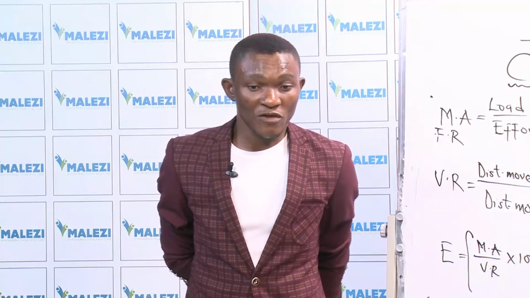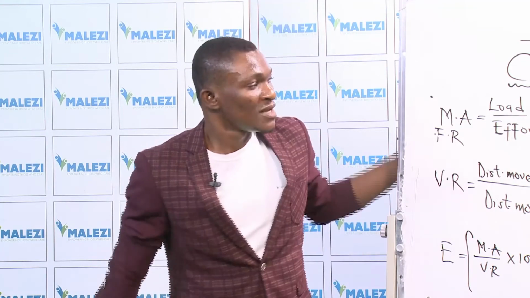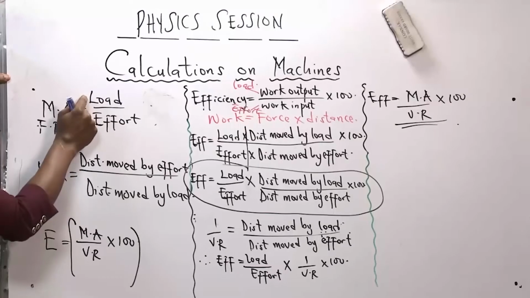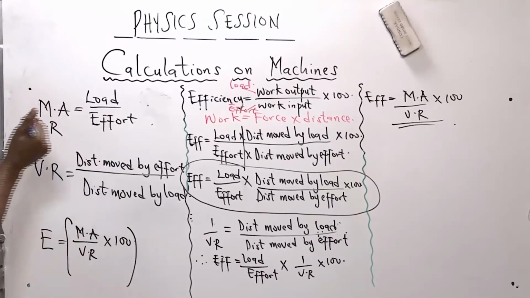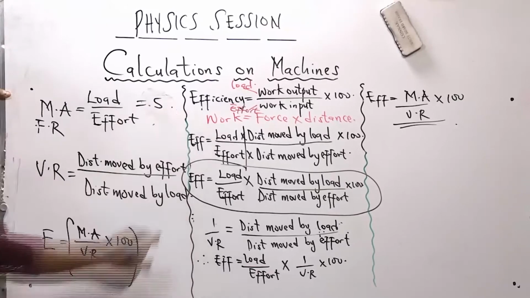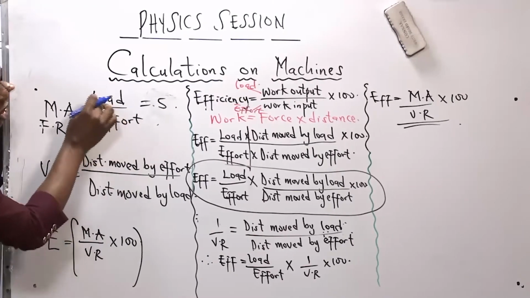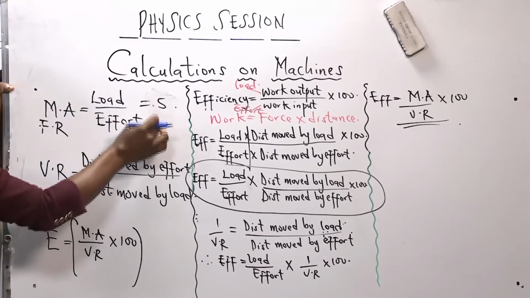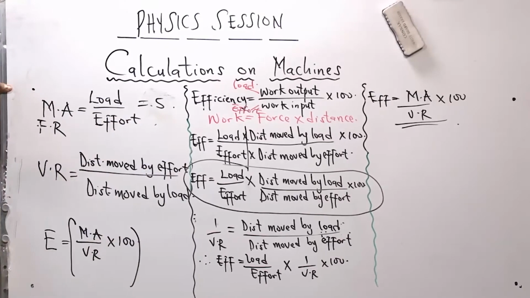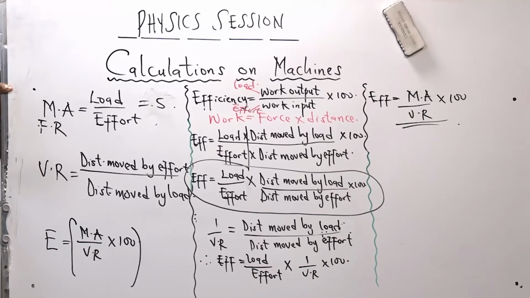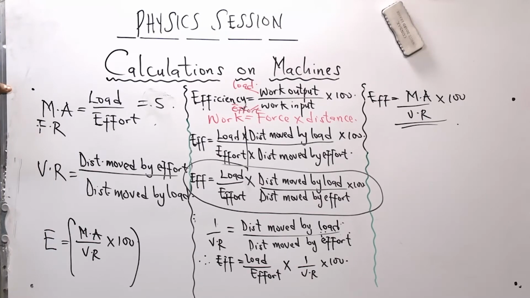So all you just have to say is that the meaning of the statement that the force ratio of a machine is 5 means that the ratio of the load to its effort is equal to what? 5. As simple as that. Or you can just say that the load is 5 times the effort applied. See, very simple. It's still the same thing, still the same question, but in a different way.